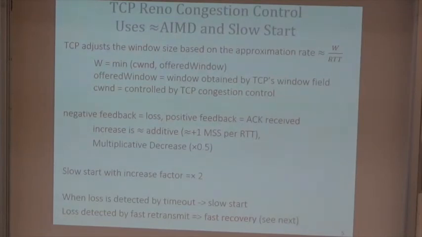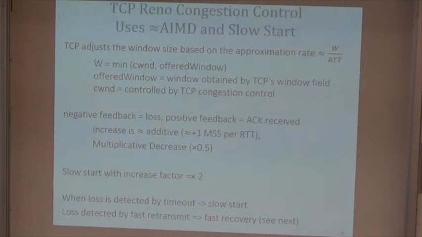So they decided to be smart in some sense and say, we don't need a bit because we can detect losses by seeing whether there is an ACK or whether a packet is lost. So a positive signal is when I receive an ACK. A negative signal is when I detect a loss. When I receive positive feedback, I do additive increase.